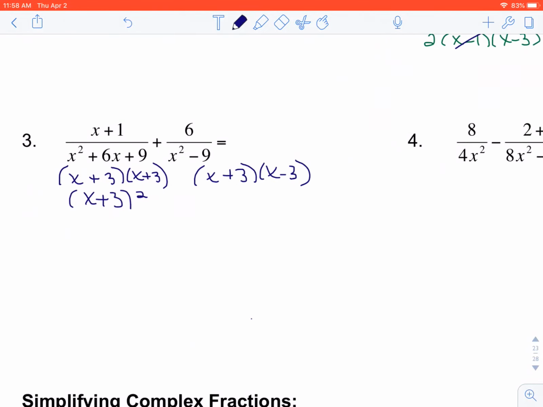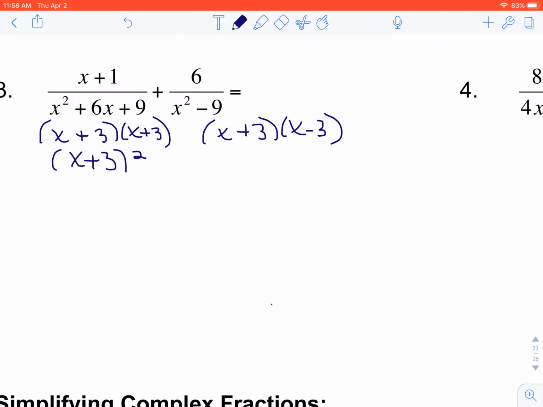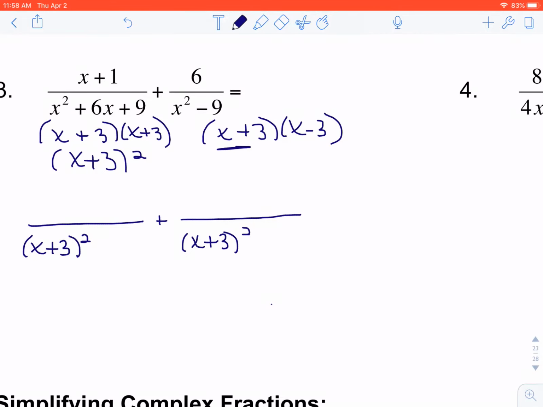So least common denominator would be the different factors that are listed in your denominator, but also the largest power of those factors. And the largest power of x plus 3 is squared. And then looking at the second denominator, there is the x plus 3. Well, I don't need to write it again because it's already represented, but we need the x minus 3.